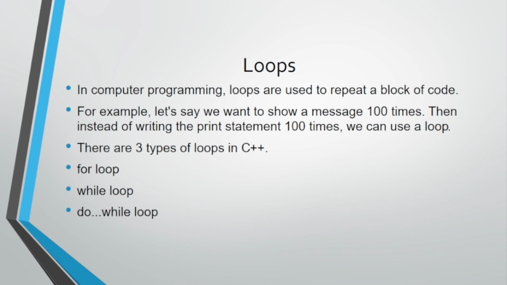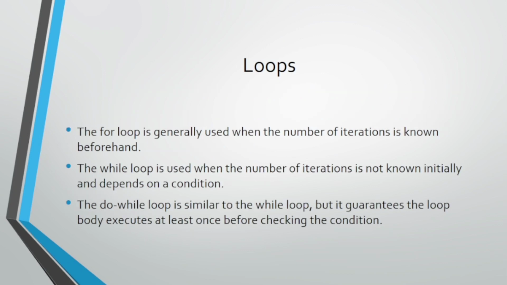Okay? So there are three types of loops in C++ programming. One is for loop, while loop, and do while loop. These are some of the uses of why we should use for loop, while loop, and do while loop. In for loop, sometimes we do not use it for a condition, but for the number of times that code has to be repeated. For example, if I want to print some output 10 times, I will use for loop.